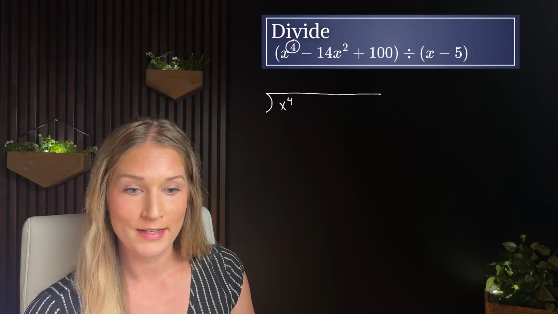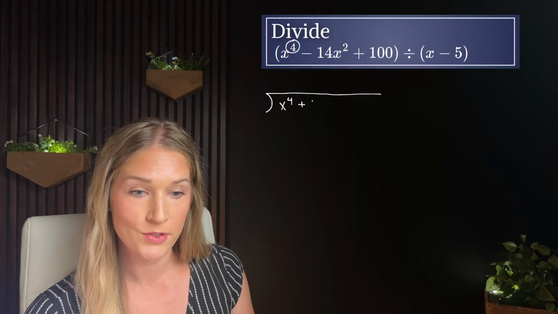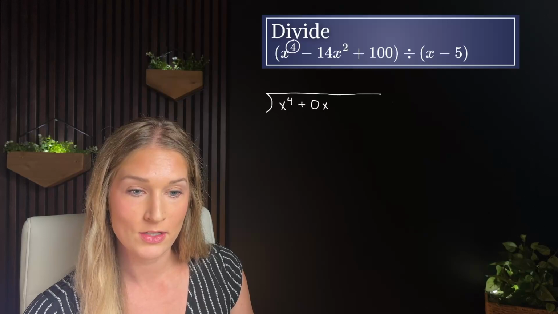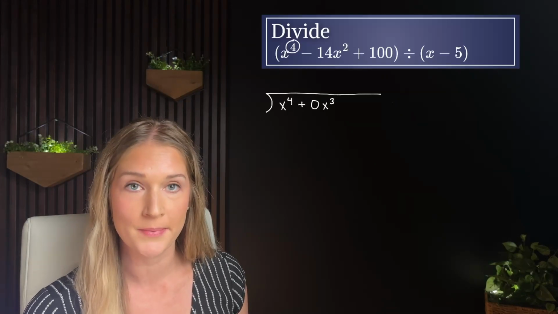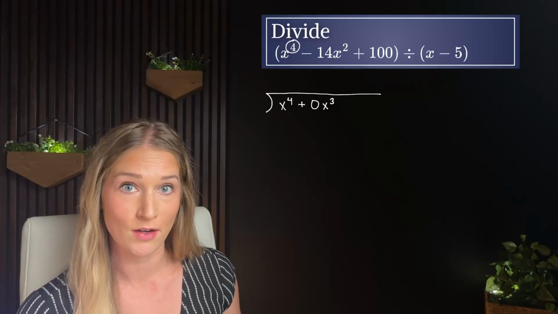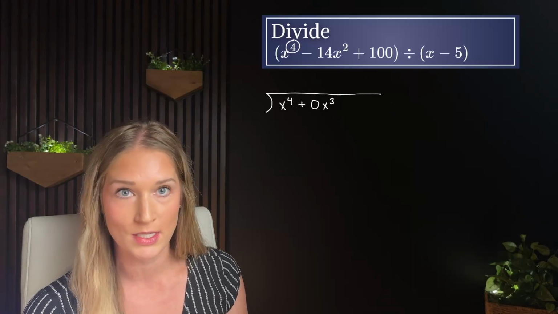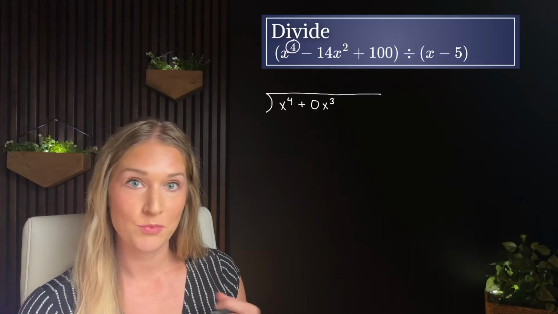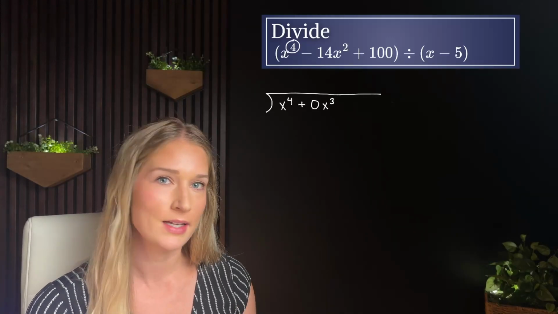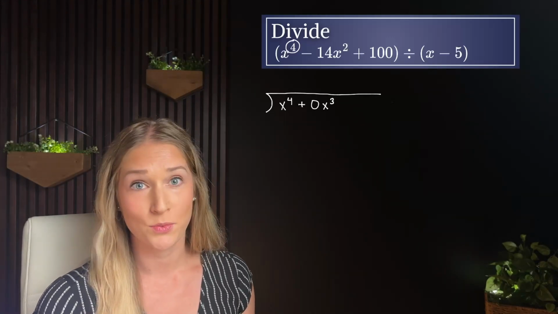So when I'm writing this out, I'm actually going to put a placeholder of 0x cubed. I have 0 of them. They're not written because there are 0 of them. So now I'm just going to write the fact that there are 0 x to the thirds. And that placeholder just makes it easier when I go to add and subtract later. It's going to allow everything to line up nicely so that I don't have to work too hard to combine my like terms.